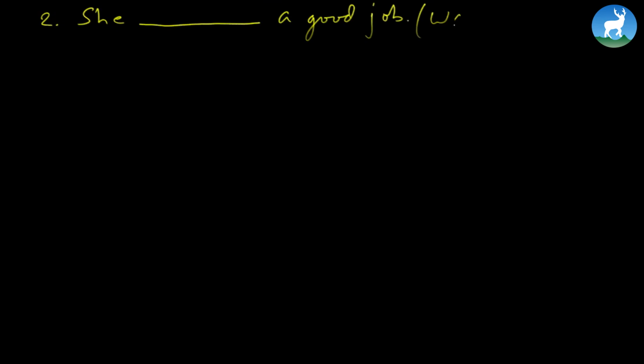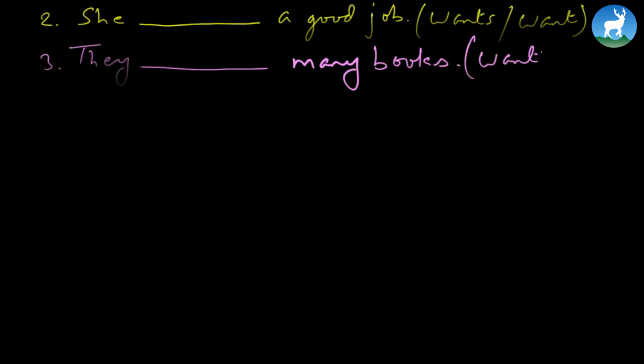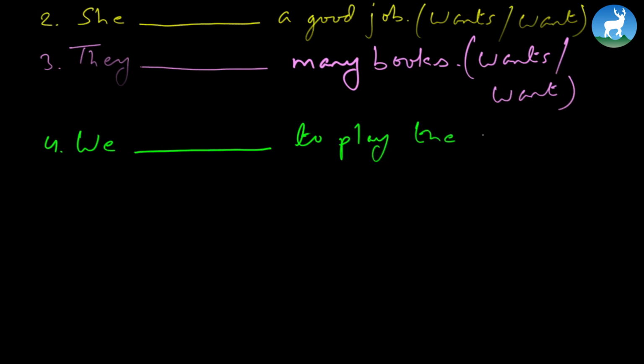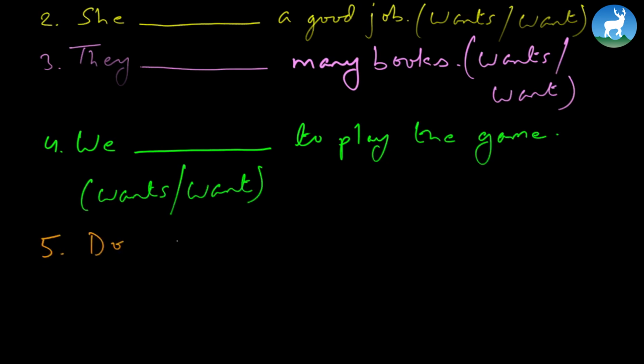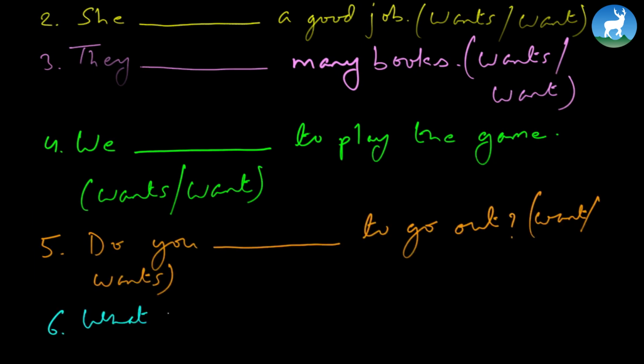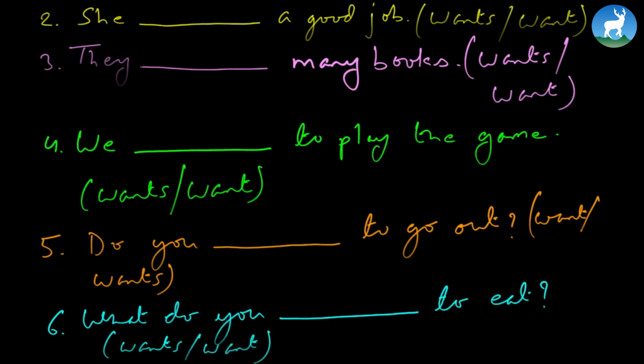Again, we have the same verb as an option, wants, want. Three, they many books. Again, wants and want are the options. Four, we to play the game. Again, the options are wants and want. Five, do you to go out. Want. Six, what do you to eat. Wants, want. Let's move further. We'll refer to these in a while. Okay, first let's copy down the numbers here.